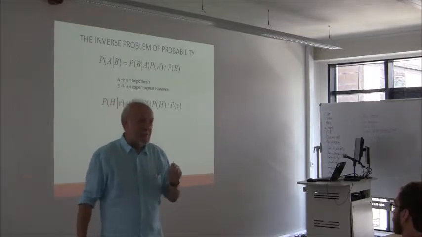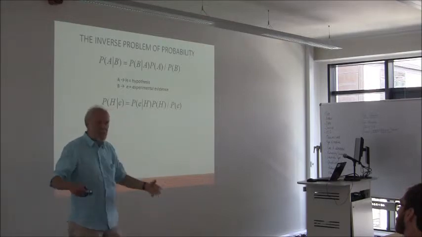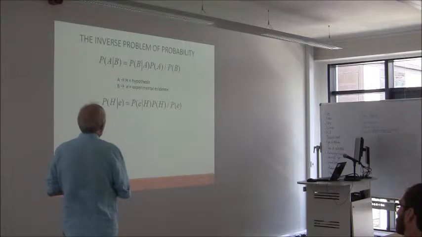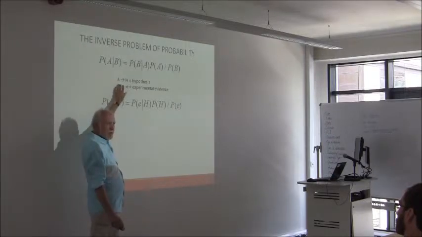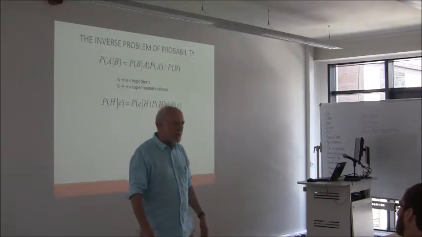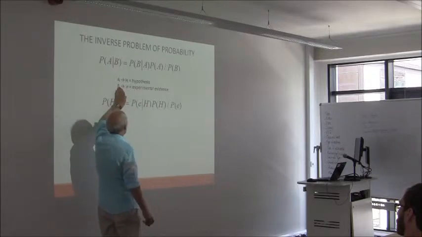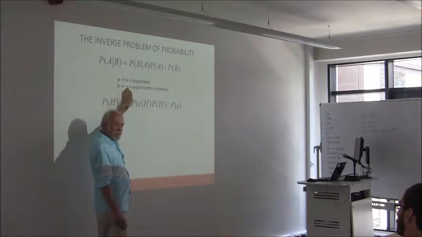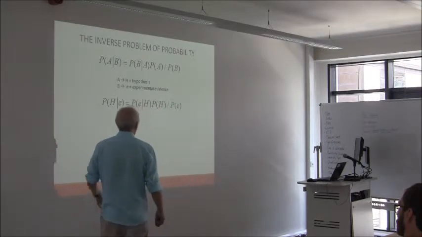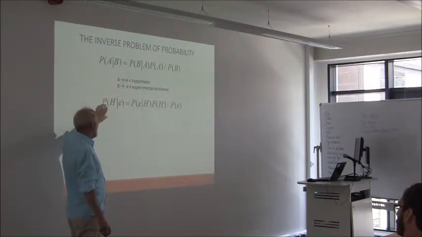Now, this is where it gets exciting. Let's not call A and B a subset of a deck of cards, but let's call A our hypothesis of the state of the world. And let's call B E, meaning experimental evidence. You do an experiment, you get some evidence. So we can reconstruct the whole Bayesian rule into this new framework.